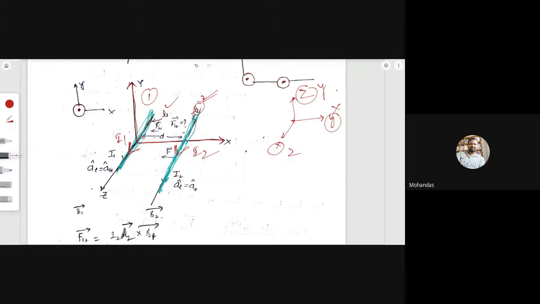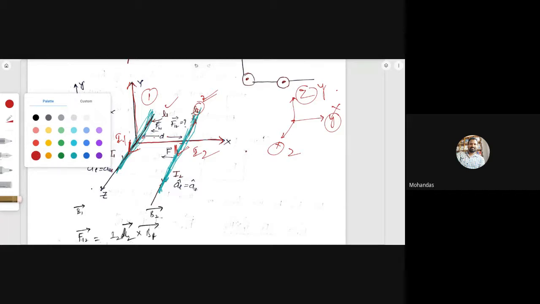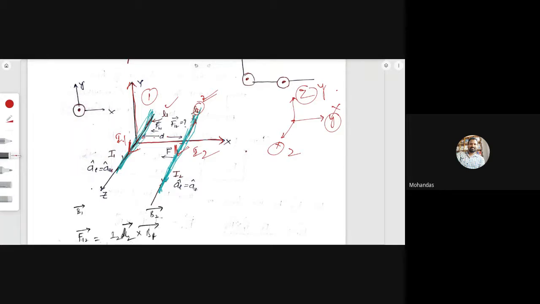Again, I am repeating. These are the two parallel conductors placed along the z-axis in the positive z direction. Currents I1 and I2 are flowing in the same direction. Sometimes they will give opposite directions, then also you have to calculate the forces. First I am going to derive the expression for the current in the same direction. Later you have to do it as homework for the current flowing in the opposite direction.